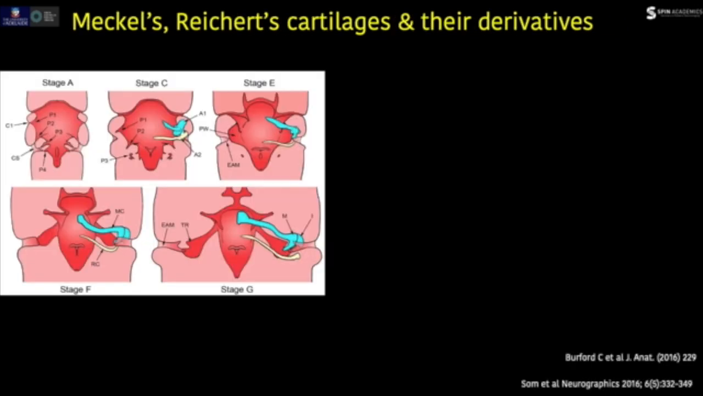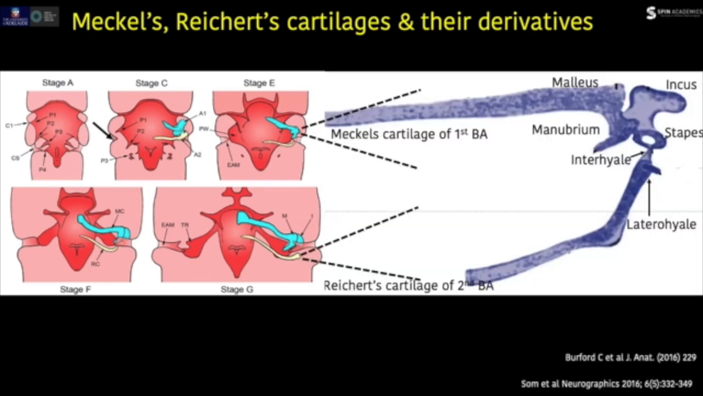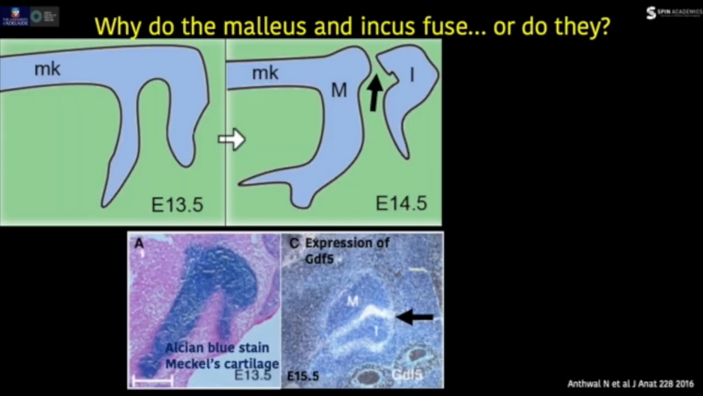This is a frontal view of the branchial arches. The first branchial cleft forms the external auditory canal. The cartilage of the first branchial arch is the Meckel's cartilage, which gives off the malleus and the incus. The cartilage of the second branchial arch is the Reichert's cartilage that gives rise to the stapes. Why do the malleus and incus fuse, or do they?